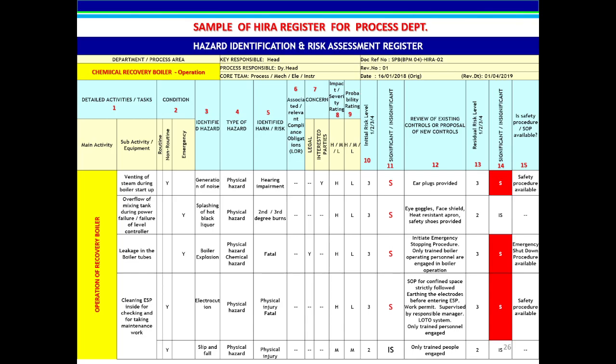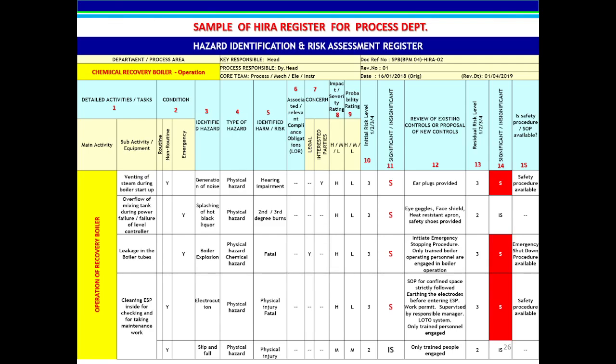In the first column, write down the main activity and sub-activity. In the second column, you need to furnish the condition of the activity being carried out, whether routine, non-routine, or emergency. Third column, state the identified hazard. In the fourth column, spell out the type of hazard. Fifth column, state the identified harm or risk. Sixth column, you need to say whether this comes under LOR, that is legal and other requirement. Seventh column, you need to write down the concern, whether legal or interested parties concerned. Next, in the eighth column, referring to the impact criteria matrix, you need to spell out the severity rating, whether high, medium, or low.